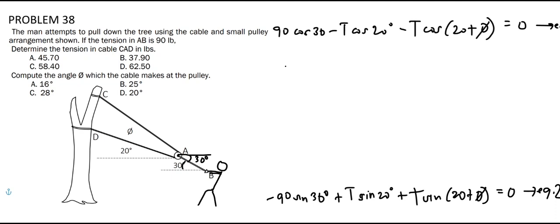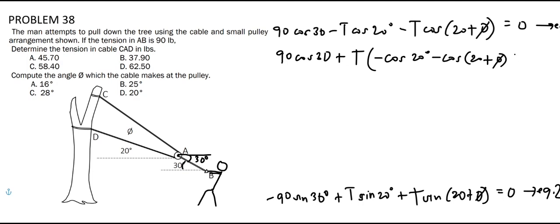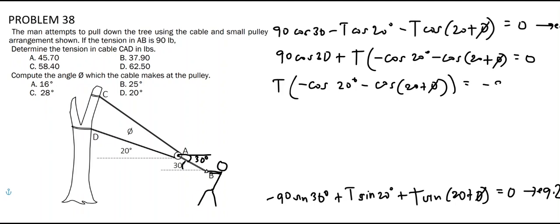So first, let's manipulate equation 1 to represent t in terms of phi. So we have 90 cosine of 30 degrees plus, factoring out t, we get t times negative cosine of 20 degrees minus cosine of 20 plus phi degrees equal to 0. And manipulating this equation, moving the constant to the right side, we have t times negative cosine of 20 degrees minus cosine of 20 plus phi degrees equal to negative 90 cosine of 30 degrees.